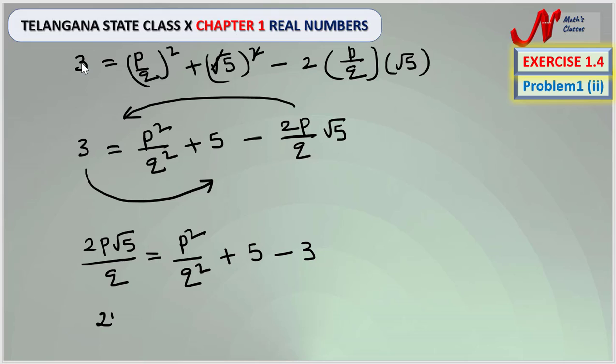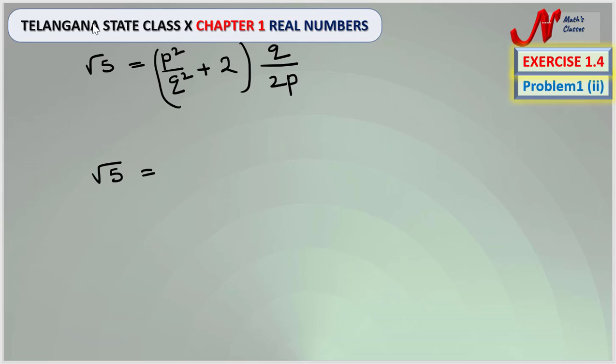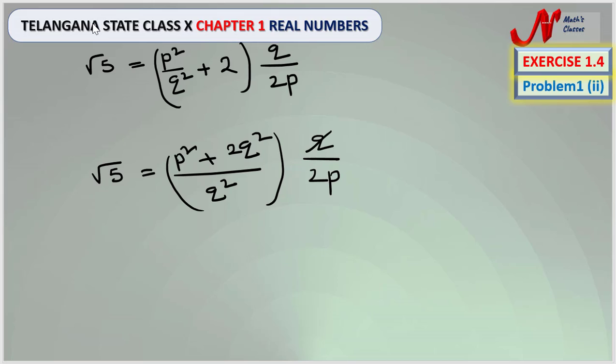So we can write it as 2p root 5 by q is equal to p square by q square plus 5 minus 3, which is 2. Here we keep only root 5 in LHS. So next it can be written as root 5 is equal to p square by q square plus 2, into q by 2p. This can be further simplified and we can write it as p square by 2q square, by q square, into q by 2p. So we can cancel one q. So next we can write it as root 5 is equal to p square plus 2q square by 2pq.